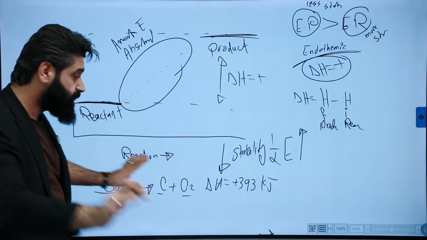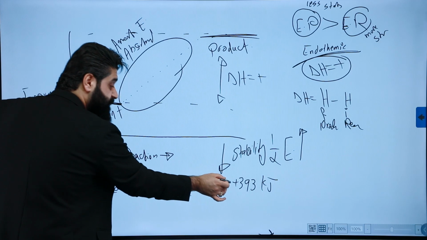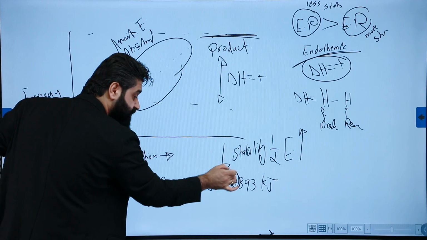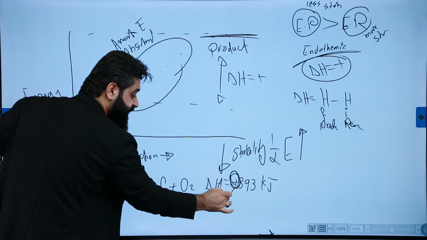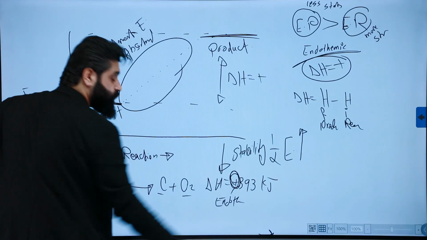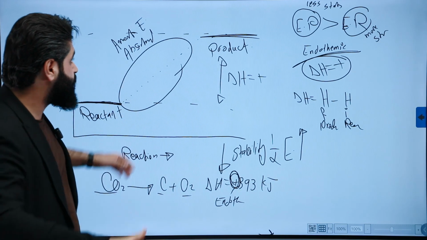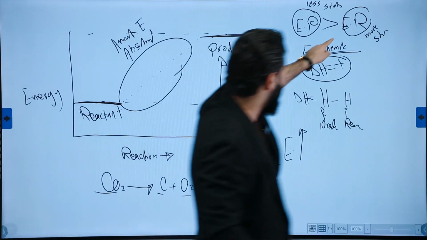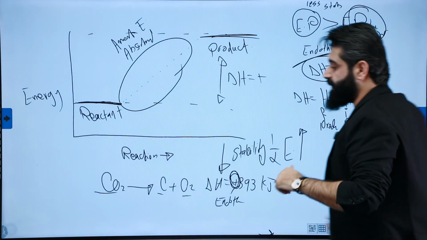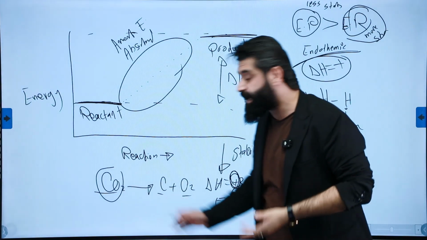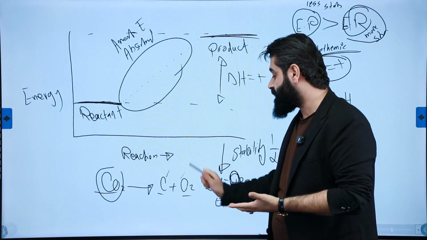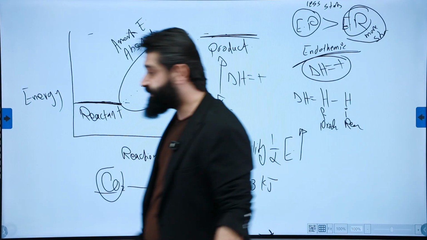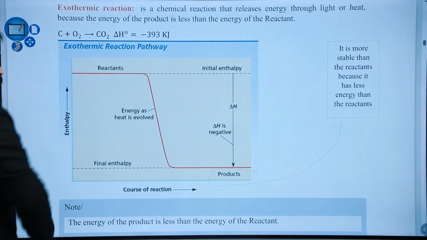Just wait. Look, since the arithmetic sign of delta H is positive, that means the reaction is endothermic. For the endothermic, reactant is more stable. That means CO2 is more stable compared to carbon and oxygen. Great.